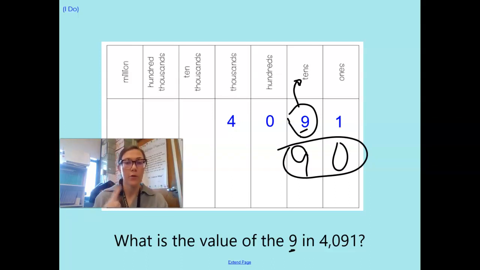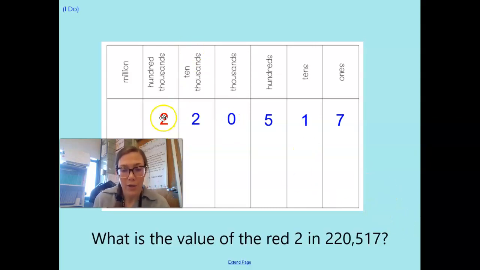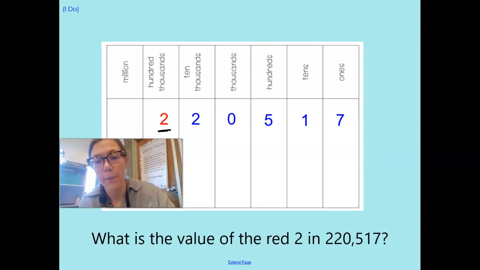Okay, I'm going to do one more, and then we'll do 2 together. Okay, here's a larger number. It's asking me, what is the value of the red 2 in 220,517? Notice it says red 2 because there are 2 numbers with the number 2 as its digit. So first I'm going to locate the 2, and then I need to talk about place value. Okay, if I didn't have my place value chart, I can go one by one and think about what place value it lands in. So I'll give you an example right here.